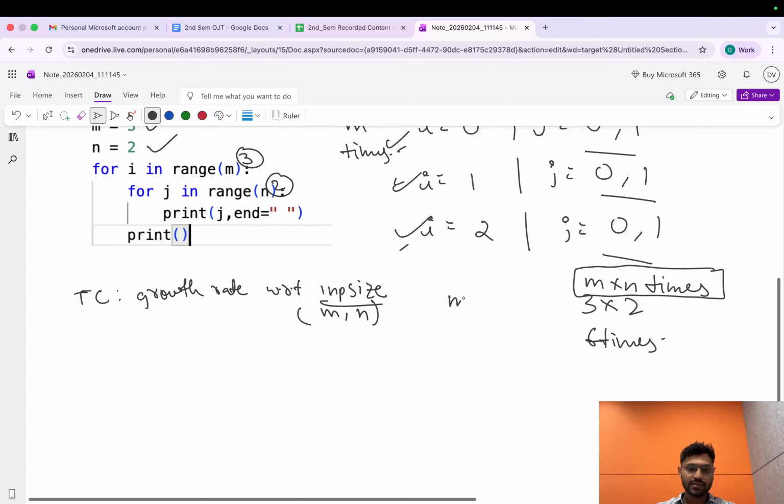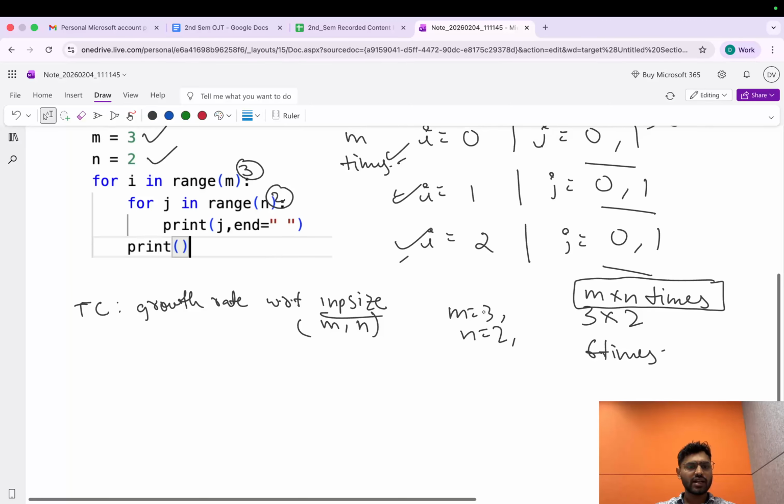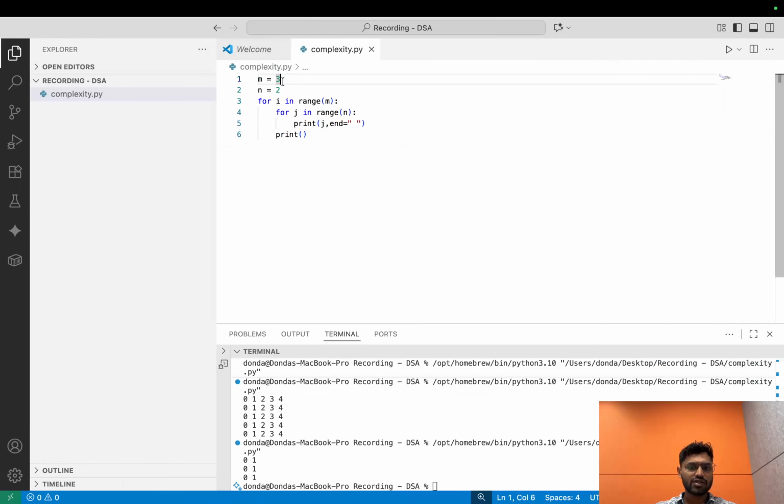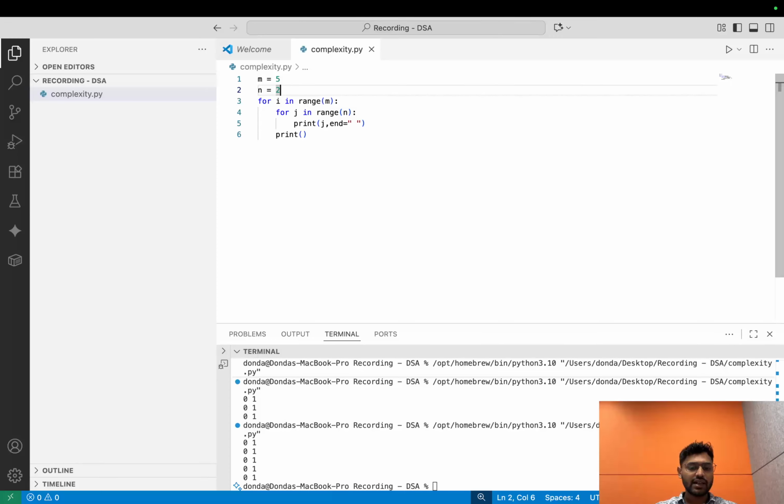Is it so? m equals 3, n equals 2. You can try with any other example. Let's say m equals 5. The outer loop is running 5 times and the inner loop is running 2 times each. Totally we are going to run 10 times. 1, 2, 3, 4, 5, 6, 7, 8, 9, 10, right?